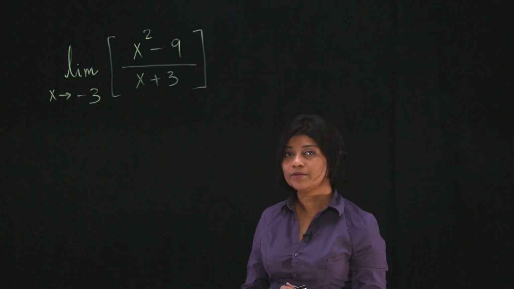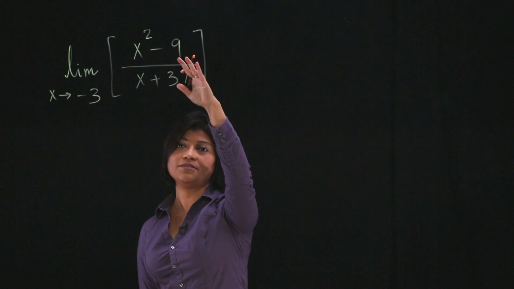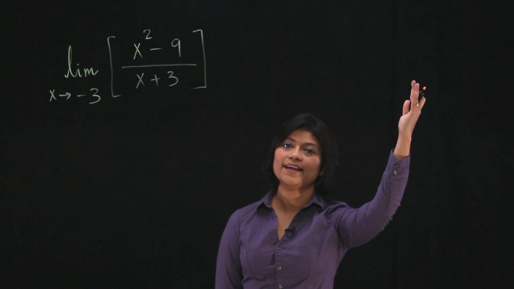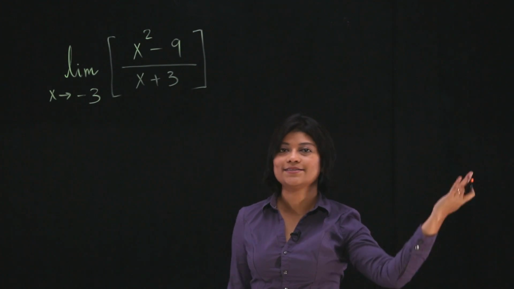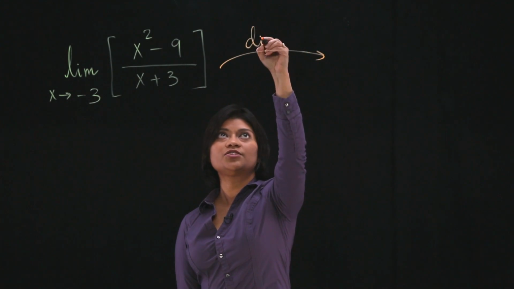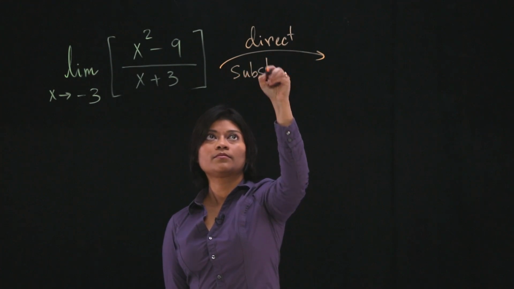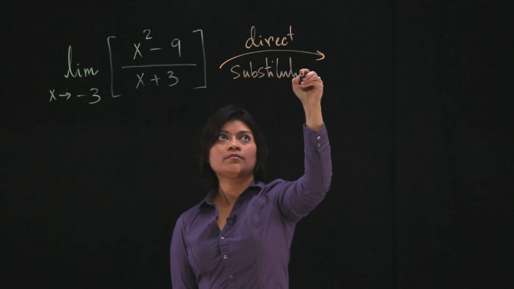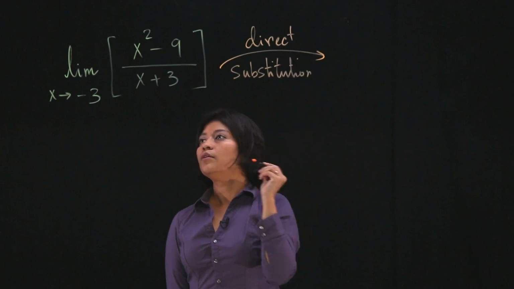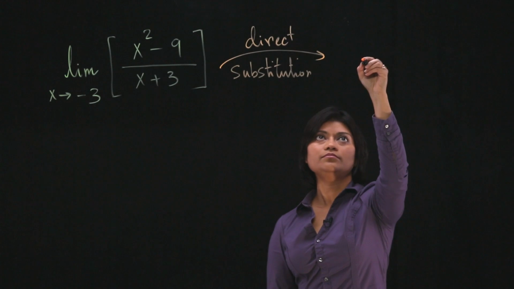What is the first step? Well, you directly substitute the x value in the function and see if you get an answer. If you do, that's the limit, right? So let's try that. Let's do a direct substitution. All right, so x equals -3, plug it in, right?